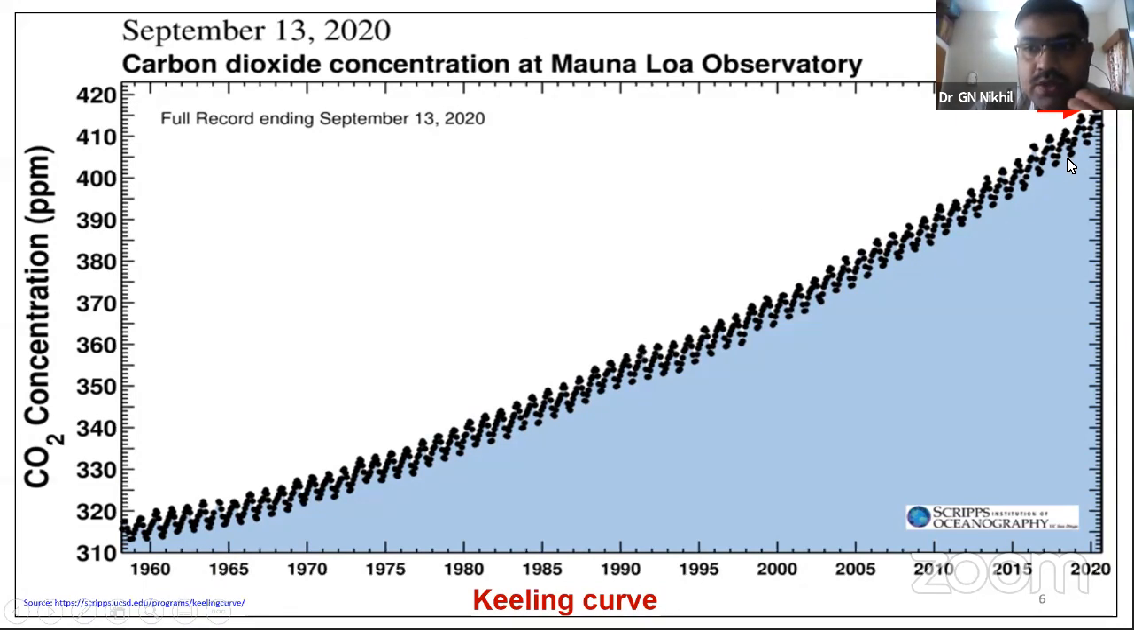So basically, you can see the concentrations have exceeded 415 ppm. Maybe some of you must have seen in certain media that there were so many articles published last year, and even this year as well, that the concentrations have exceeded 415 ppm, which is a very alarming rate of carbon dioxide concentration globally. So that has to be mitigated, which is the pressing problem: carbon dioxide concentrations.